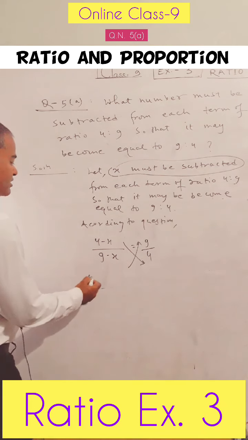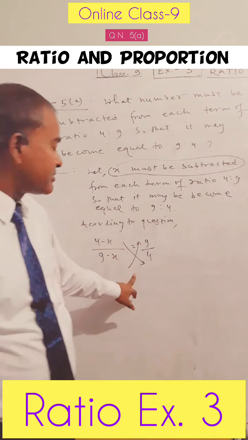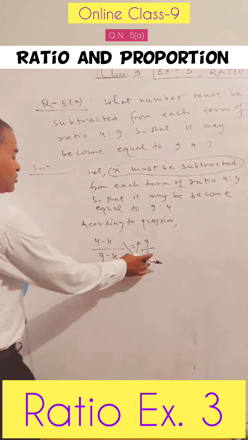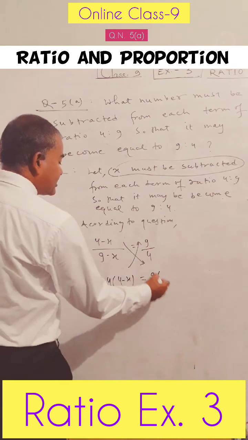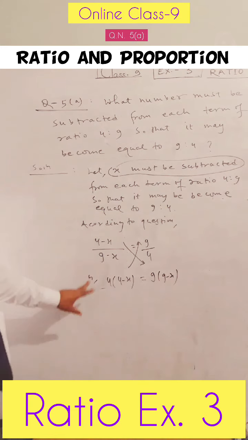So let's solve this equation now. We can solve this equation by the crisscross method. So let's multiply 4 into 4 minus x. 4 into 4 minus x is equal to 9 into 9 minus x. So dear students, the solution is very simple.